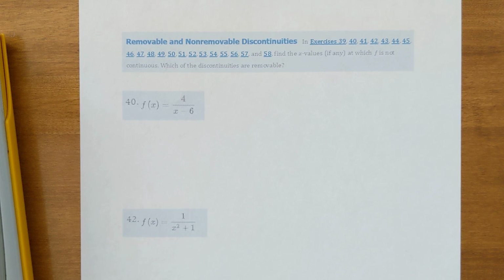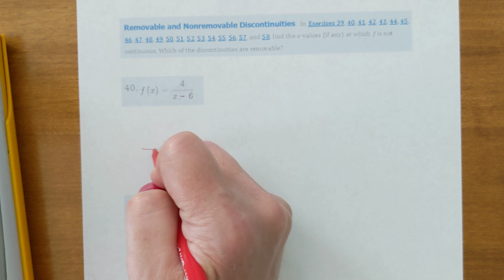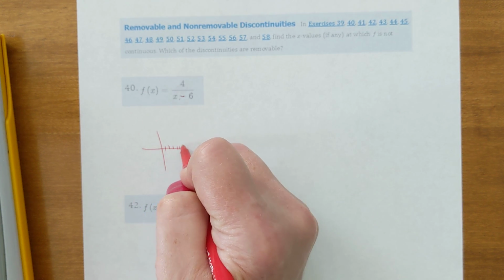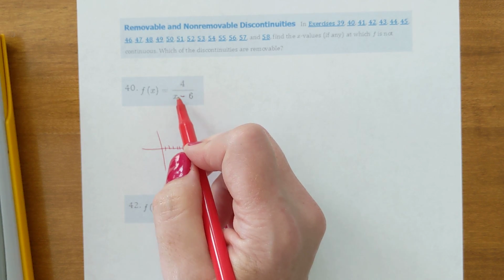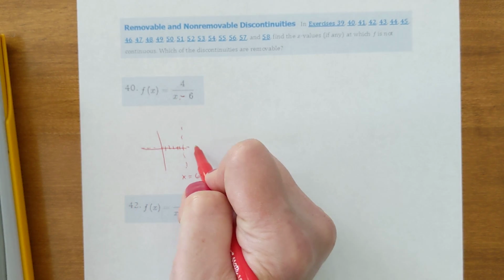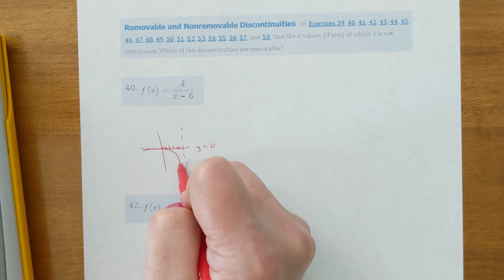All right, on the next page, it says removable and non-removable discontinuities. Find the values of x, if any, for which f is not continuous. Which of the discontinuities are removable? All right, so on this one, you've got a vertical asymptote at 6. It's x minus 6, so x equals 6. And then you've got 4 over x, so it's going to have a horizontal asymptote of y equals 0. If you put it in your calculator and graphed it, you would have seen that it looks like this.